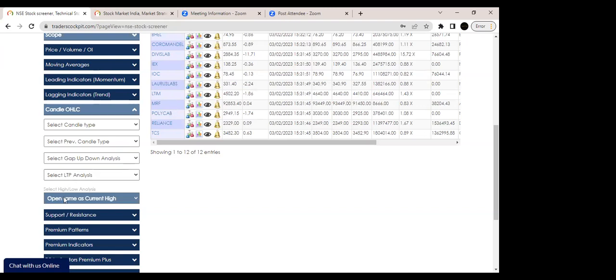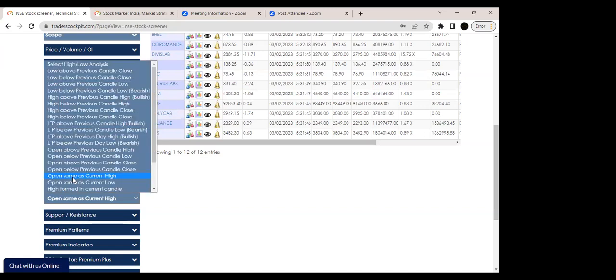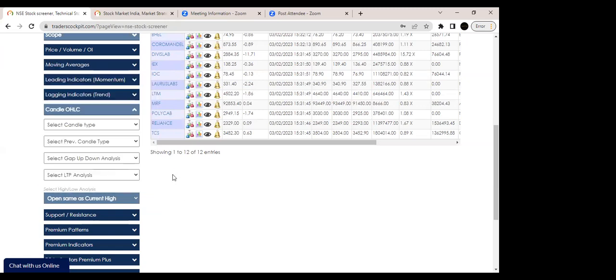So open equal to the current low or open equal to the current high. These two signals will help you in the 9:20 setup. You can execute and you will get the stocks, your hot stocks, to make trades. So this is how we can use the complete setup of the customizable screener for OHLC in the volatility setup at 9:20. Now, I hope you guys have understood this one.